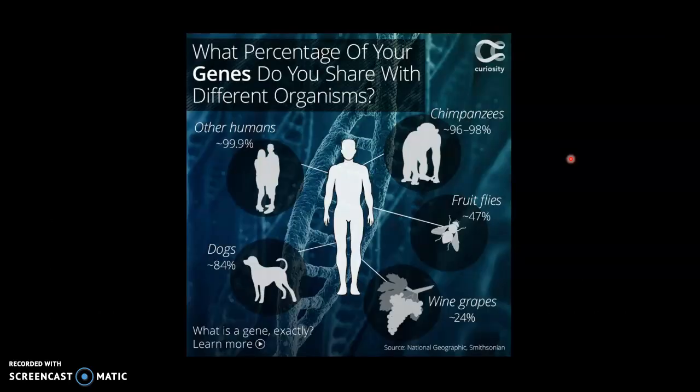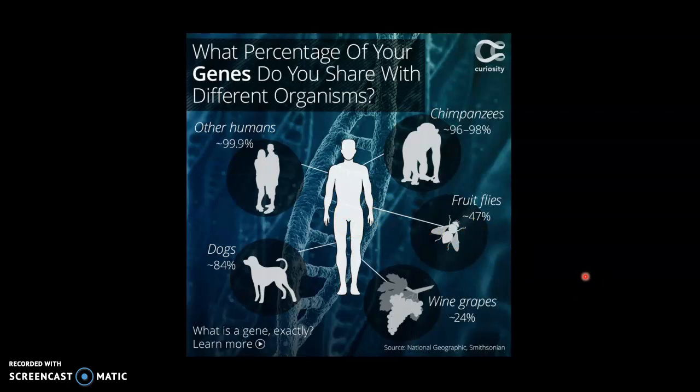Now, one of the amazing things about DNA is that all life has DNA. So something like wine grapes, for example, that you can see down below in our figure, fruit flies, chimpanzees, and even humans. We all have the same DNA and the same four nucleotides that make up that DNA, the A's, T's, G's, and C's.